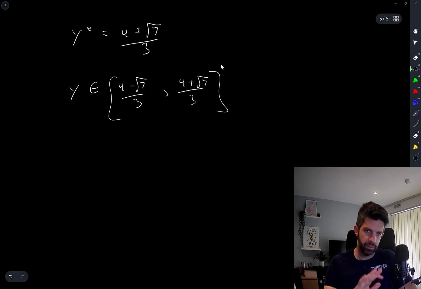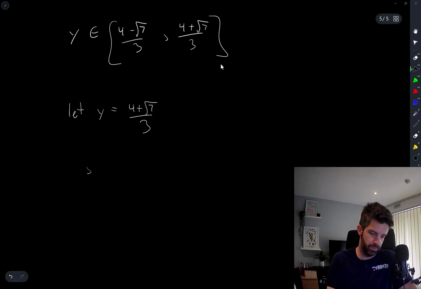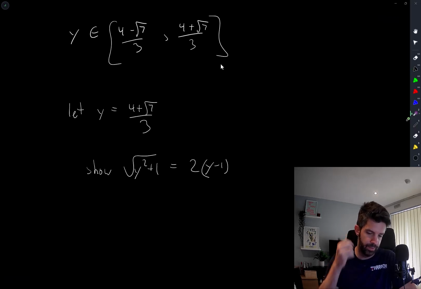I'm not gonna go through this one, but if we let y be equal to 4 plus root 7 over 3, we're asked to show that the square root of y squared plus 1 is equal to 2 times y minus 1. Just substitute into both sides, and this should work out. Well, square both sides first, substitute in. You'll have to work through some stuff. You'll have radicals, but fine. You should be able to get that they're equal if this statement is in fact true. And then it says find the corresponding values of x and tan theta.